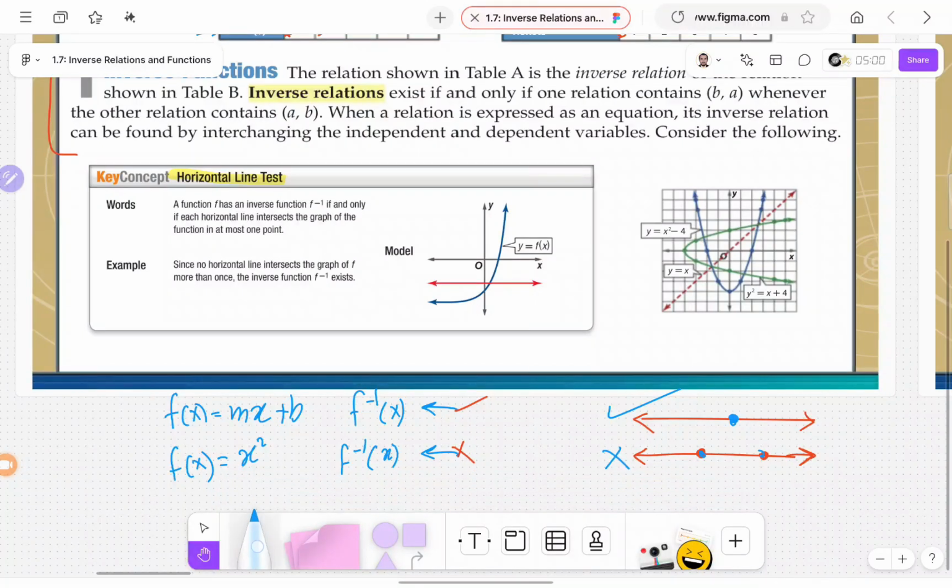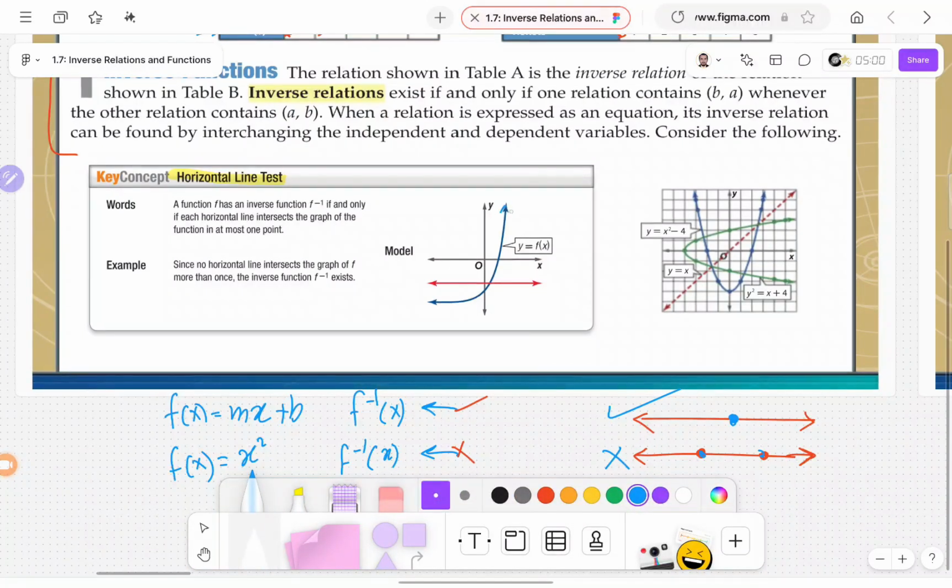Look at this example here. The graph in this example goes like this, right? Now what you have to do is apply the horizontal line test.